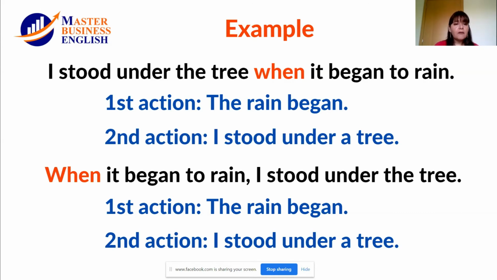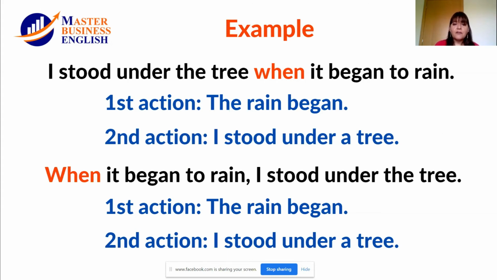So in the first part we have I stood under the tree. There's a short structure, subject, verb, complement, and then we have it began to rain. And in the second part, we have the subject, the verb, and the complement. Good. But which of these actions happened first? The first action was the rain began. And the second action is I stood under a tree. Of course, the rain began, and in order to protect myself from the rain, I stood under a tree.